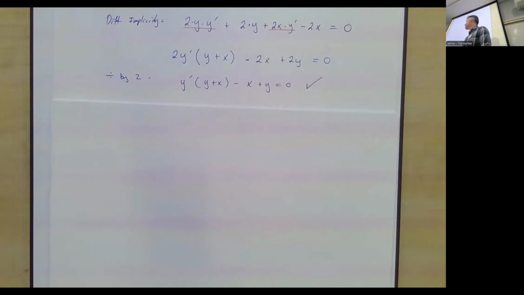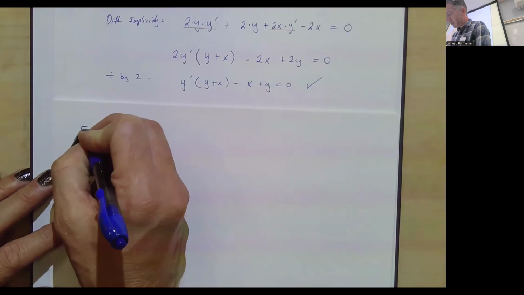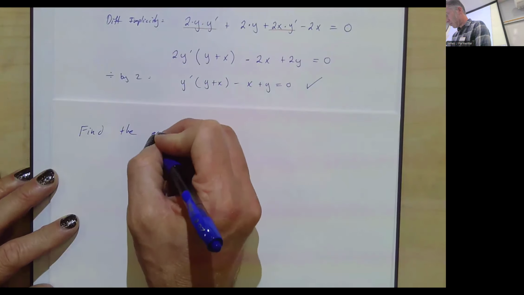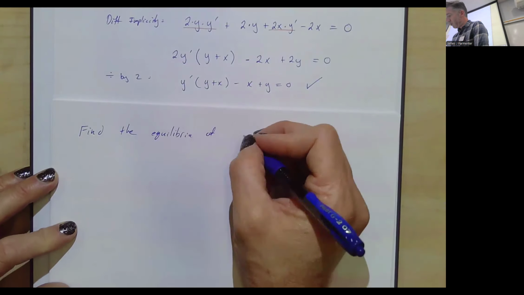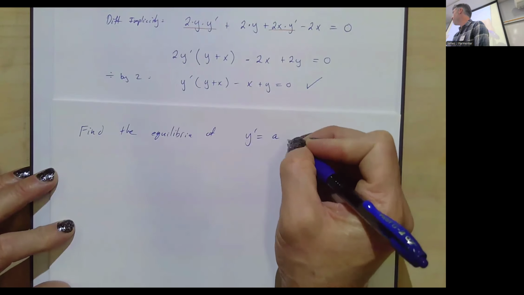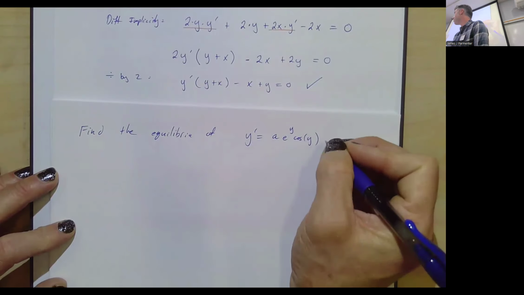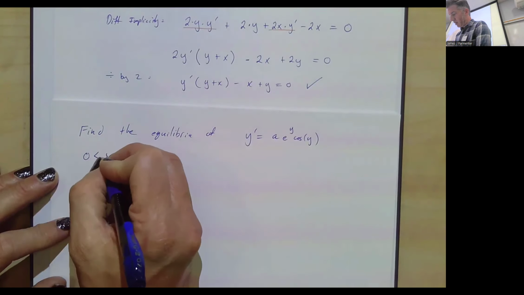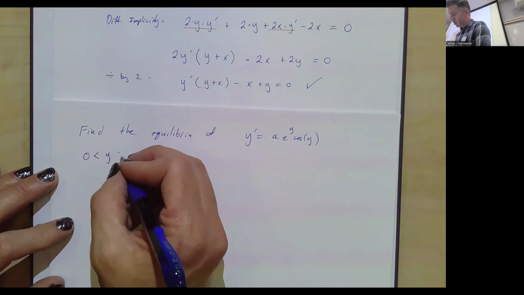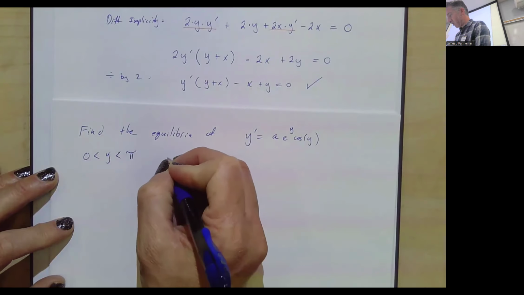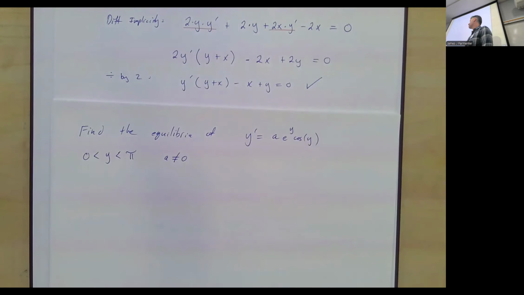So let's look at the fun one. Find the equilibria of y prime equal to a times e to the y times cosine of y, given a domain of y being between 0 and pi. Sure, y between 0 and pi. And we're also told that a cannot be 0, which makes sense because otherwise if a was 0, there'd just be 0 all the time.